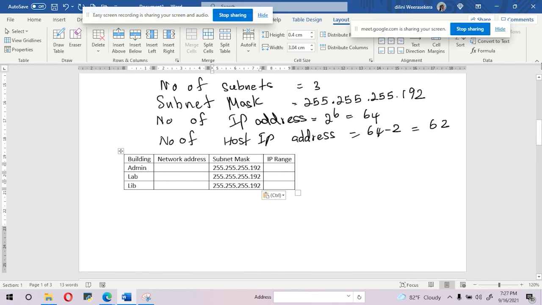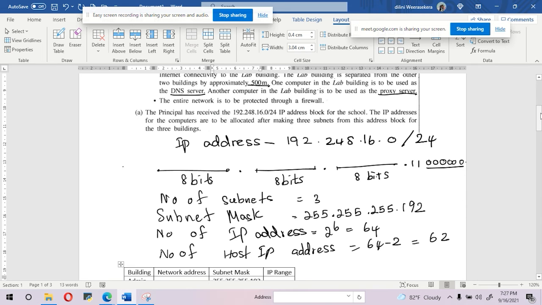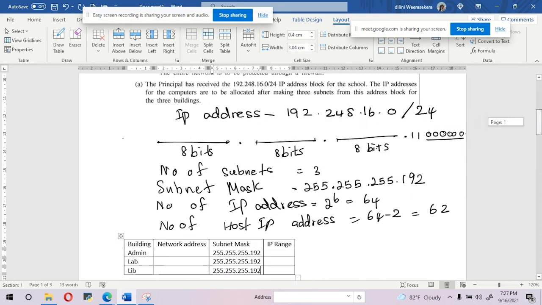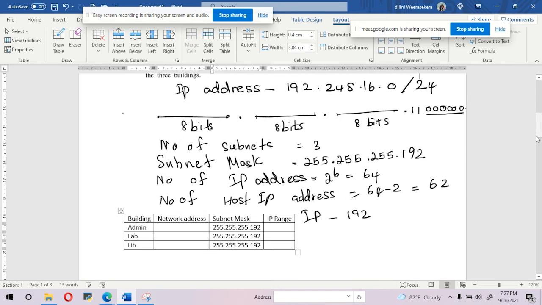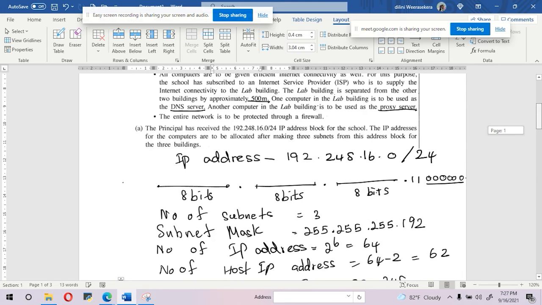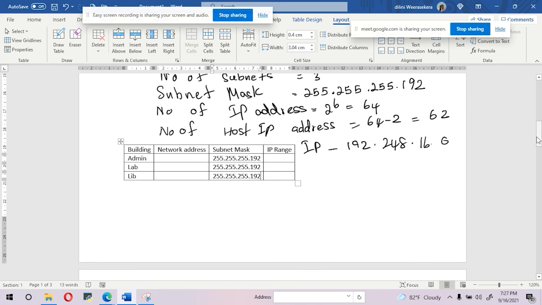Now we'll see how to find the network address. They have given the IP address here, which is 192.248.16.0, and the subnet mask we also know. Now, how do you find the network address in this particular case? We can calculate it by doing a bitwise AND.